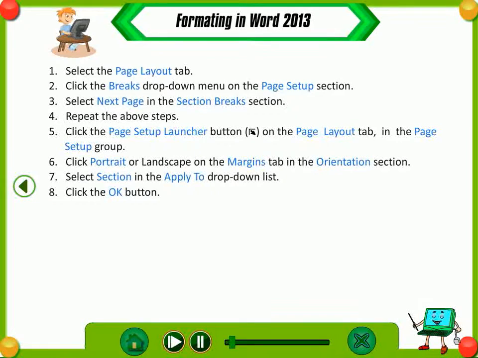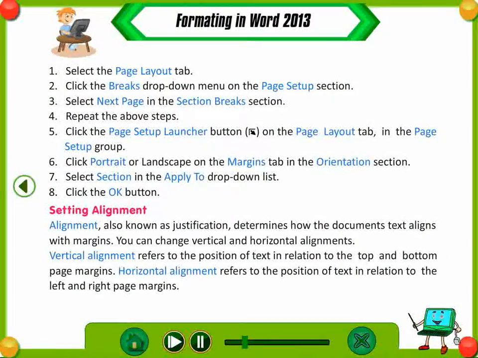Insert a section break at the beginning of the area that you want to rotate. Select the Page Layout tab. Click the Breaks drop-down menu in the Page Setup section. Select Next Page in the Section Breaks section. Repeat the above steps. Click the Page Setup Launcher button on the Page Layout tab in the Page Setup group. Click Portrait or Landscape on the Margins tab in the Orientation section. Select Section in the Apply To drop-down list. Click the OK button.